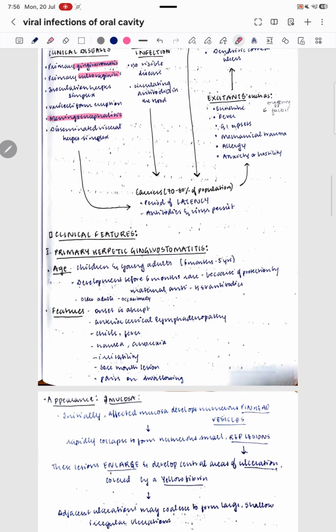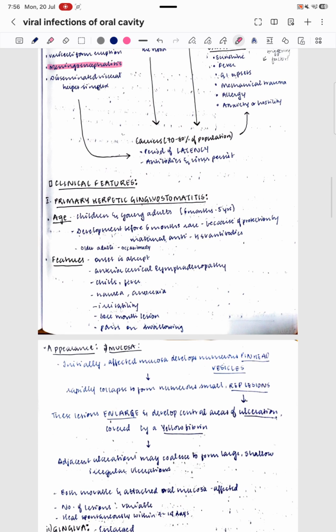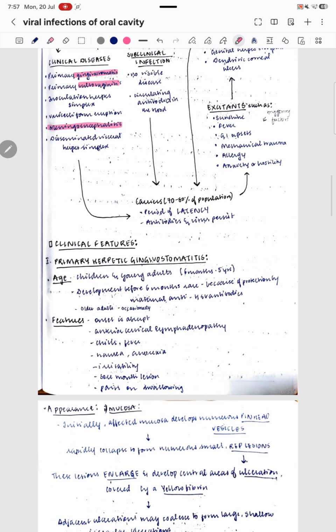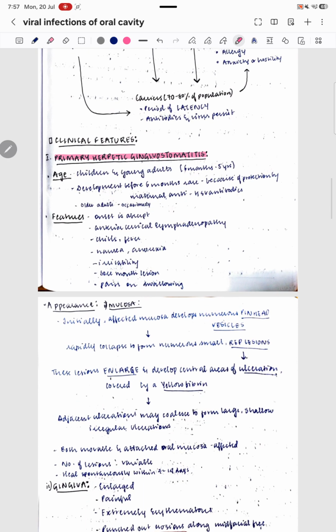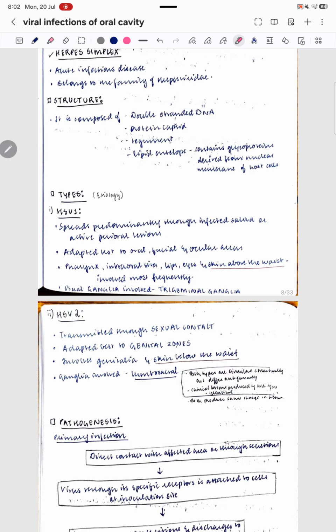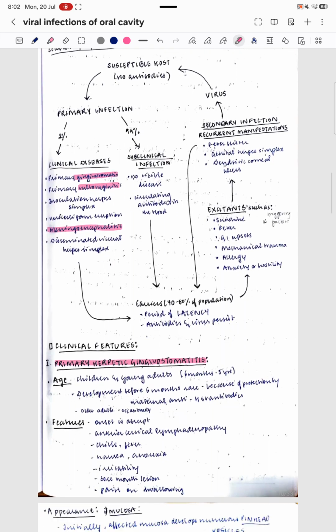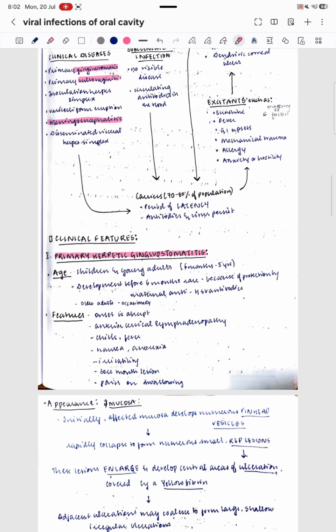Okay, then coming to the clinical manifestations or clinical features, first is the primary herpetic gingivostomatitis. We're talking about the 1% clinical diseases that we see. In that, we first have the primary herpetic gingivostomatitis, right? So we're going to deal in detail with primary herpetic gingivostomatitis. Okay, so we discussed the pathogenesis of HSV. Now we are moving forward with the primary herpetic gingivostomatitis.